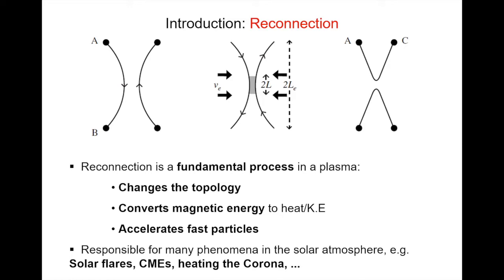So it converts stored magnetic energy into heat and kinetic energy, and it's also a mechanism for accelerating fast particles. And it's an absolutely fundamental plasma process that is at the heart of a majority of solar phenomena. So think about solar flares, CMEs, coronal heating, all of those things.